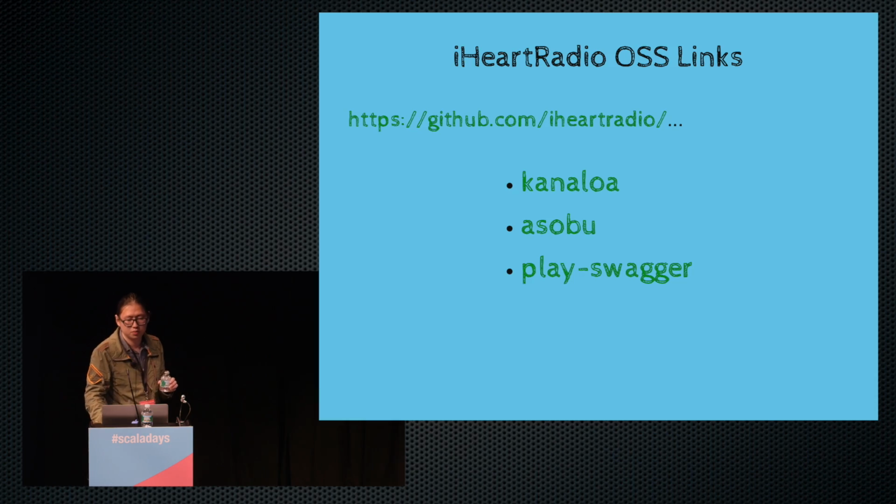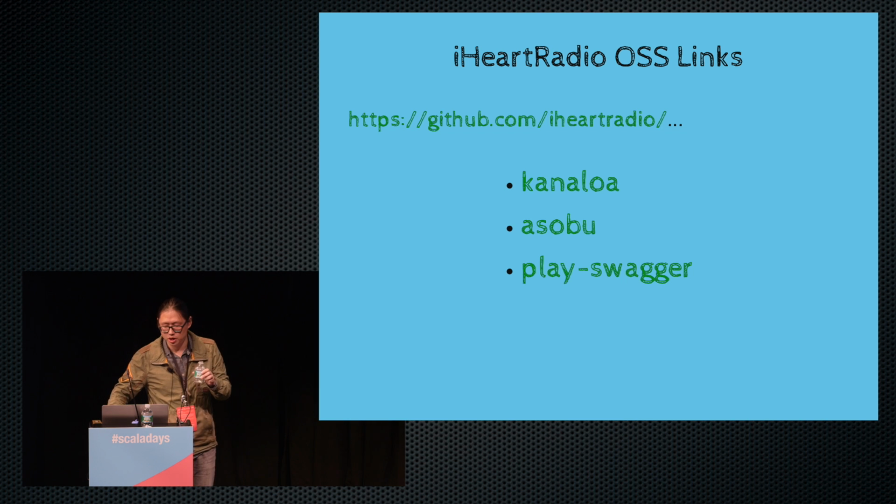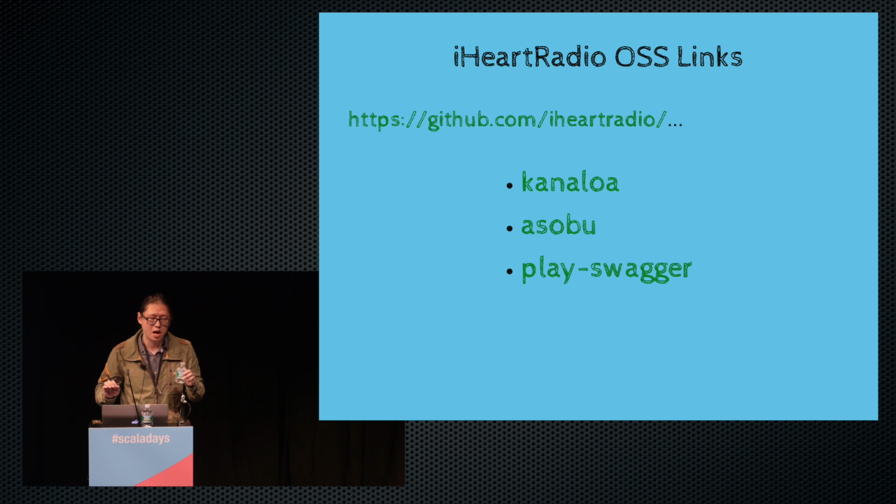The open source projects that we developed for this project are Kailuo, Asobu, and Play Swagger. Let me just go over them again. Kailuo is the one that provided the reactive work pipeline that gave you the automatic concurrency size detection. That is also available through the Akka router in Akka core, as we contributed that code into Akka. So that's the first thing, called Kailuo.